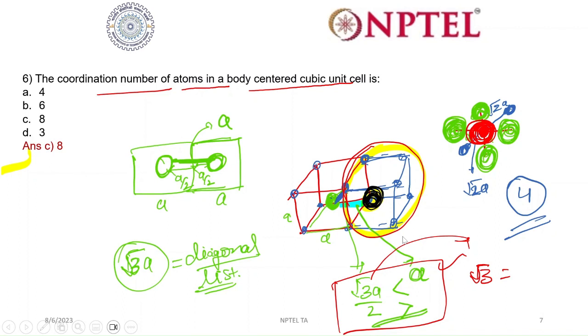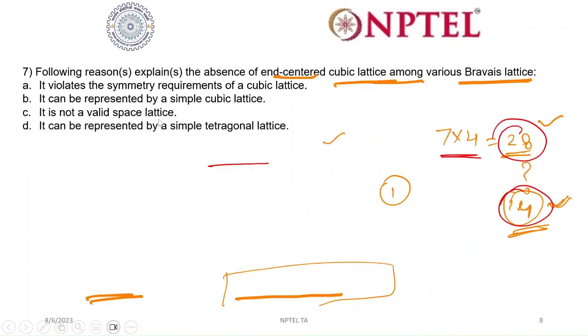Which of the following reasons explains the absence of the base-centered tetragonal among the various lattices? It correlates the symmetry requirement of the lattices. It can be represented by a set of lattices. It is not a valid space lattice. It can be represented by some particular lattice. So the answer is: it correlates the symmetry requirement of the lattices. Answer was discussed in class. Why it is not counted is discussed in class. It is 14.